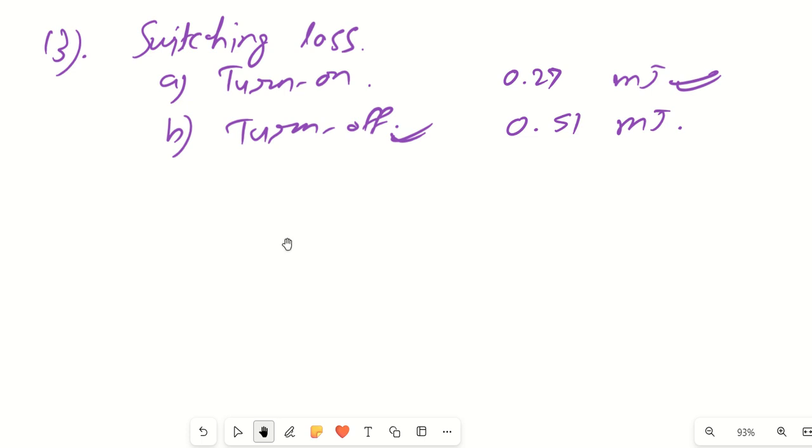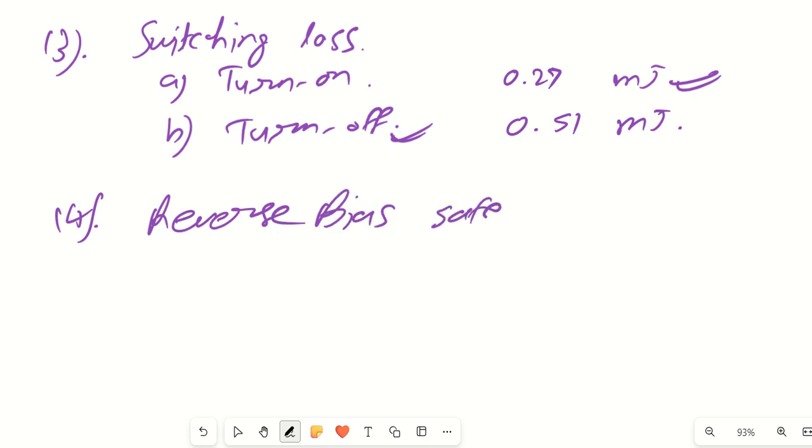Then you must consider the safe operating area of your MOSFET, of your IGBT. Okay, so reverse bias safe operating area. You had seen in my previous videos, during the showcase of your performance characteristics, we had already shown what the safe operating area is, what the charge is. So these are the few parameters that you need to take into account before selecting an IGBT.